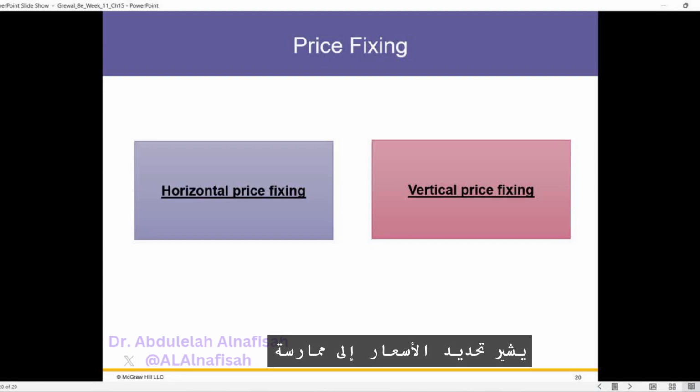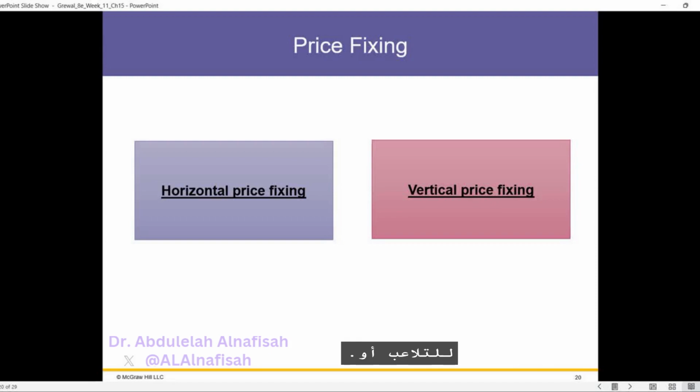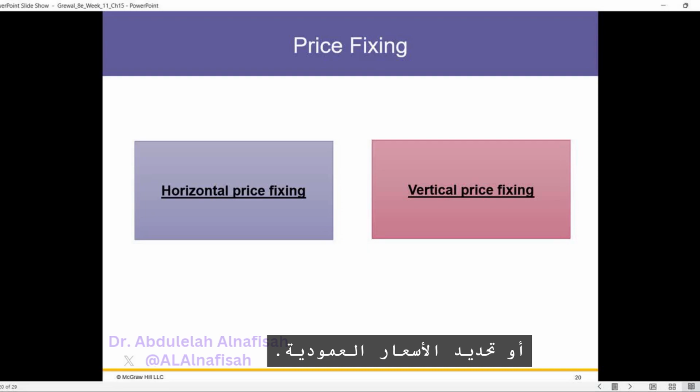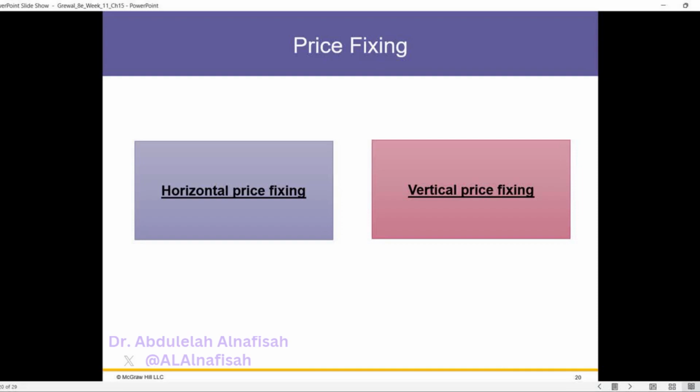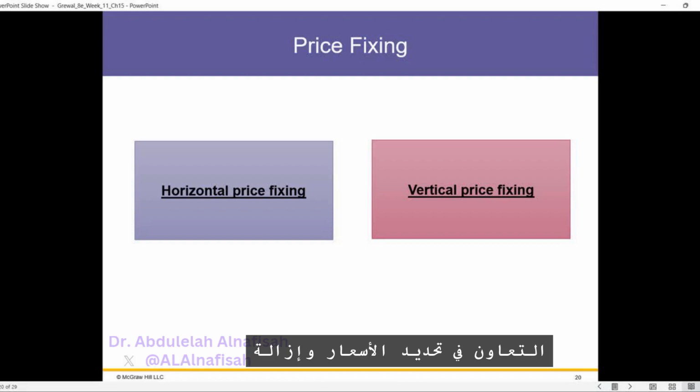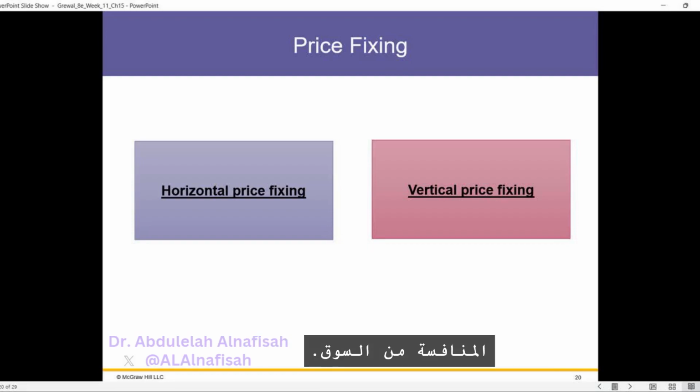Price fixing refers to the practice of colluding with other firms to manipulate or control prices in a way that reduces competition. It can be categorized as either horizontal or vertical price fixing. Horizontal price fixing occurs when competitors who produce and sell similar products or services collaborate to set prices collectively, removing price competition from the market. This practice is considered illegal under the Sherman Antitrust Act, as it significantly hampers competition.